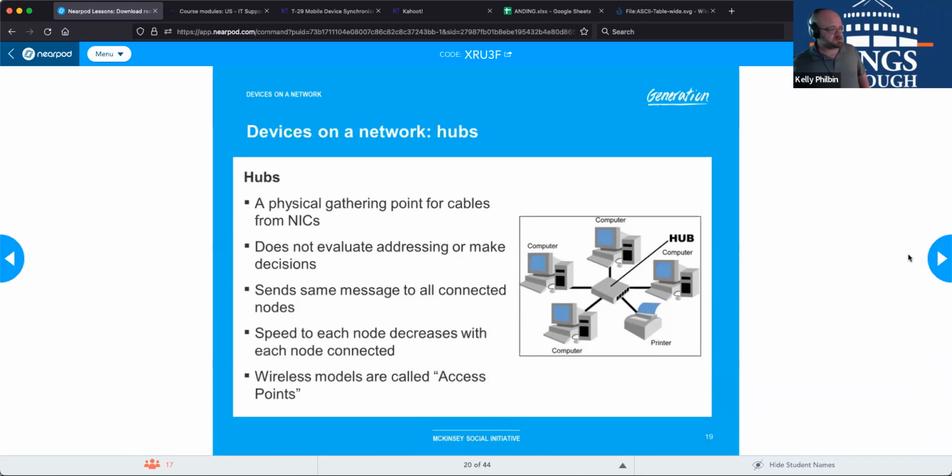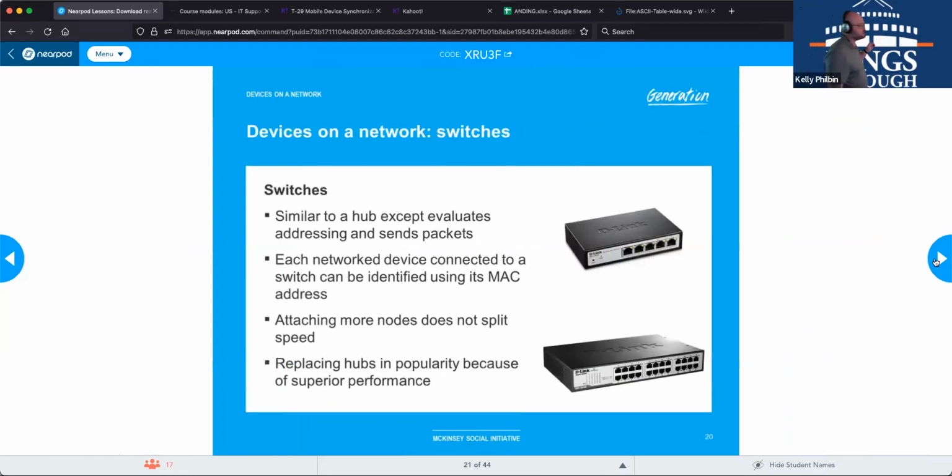Well, we can move up to the next level device. These operate on what's called layer 1 of the OSI model. We'll talk about this on Monday. But these are what are called a layer 1 device. So we need to up our game a little bit. And that would be a switch.